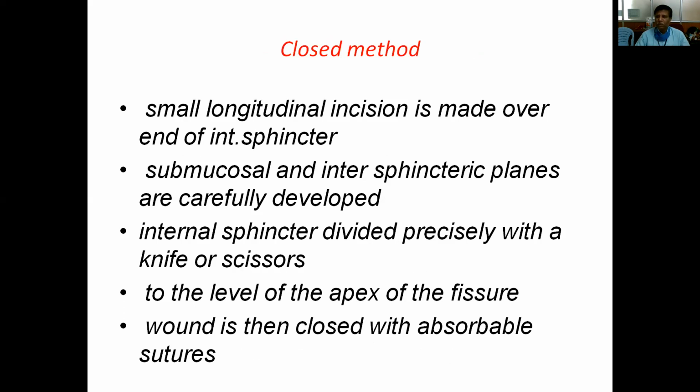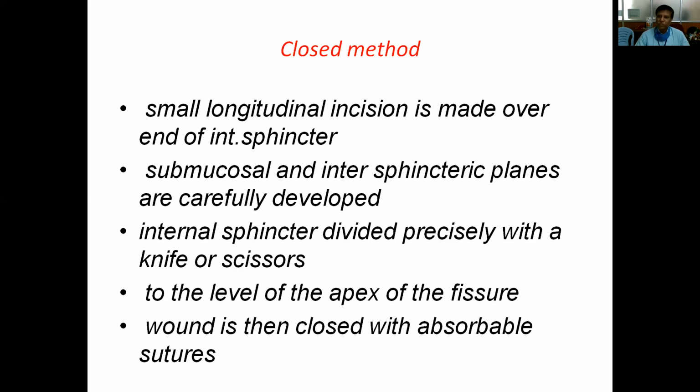Take a scissor, put your finger at the dentate line as a guide, then cut the sphincter with the scissors. Keep pressure for some time to prevent bleeding. Once hemostasis is achieved, you close the wound with absorbable suture. So that is lateral sphincterotomy, closed method.